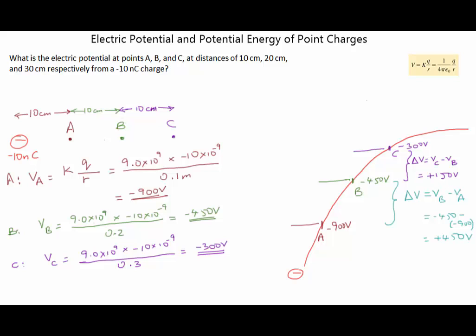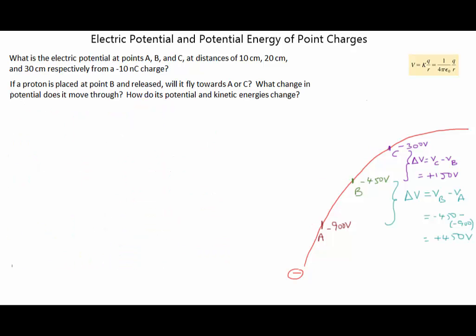Alright, that part is done, and now I'm going to clear up some room to move on to the next step. Okay, now we have this additional question. It asks that if I place a proton at point B and then let it go, will it fly towards A or fly towards C? What change of potential does it go through? And when it moves like this, what are its changes in potential and kinetic energies?